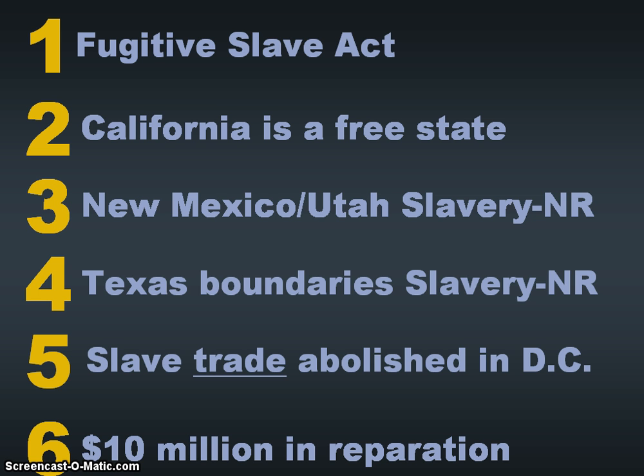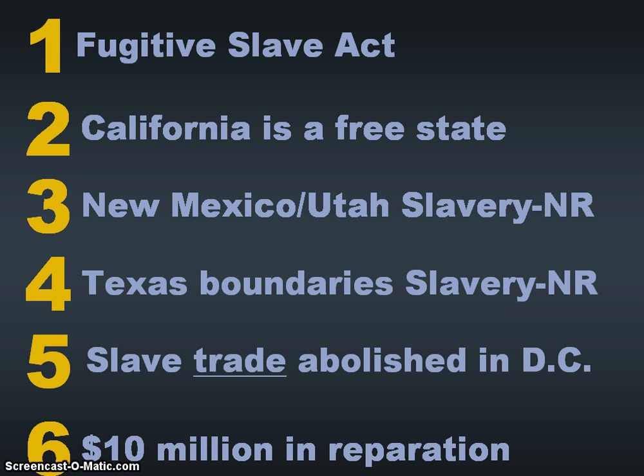You've got the Fugitive Slave Act, which is the one that I really want you to remember. You've got California coming in as a free state. You've got New Mexico and Utah coming in as territories, and since they're not states yet, there's no restriction on slavery. Texas boundaries are set, so Texas can no longer expand into what is controlled by Mexico, and that's kind of a peacekeeping deal there. And again, no restrictions on slavery. The slave trade is abolished in D.C.